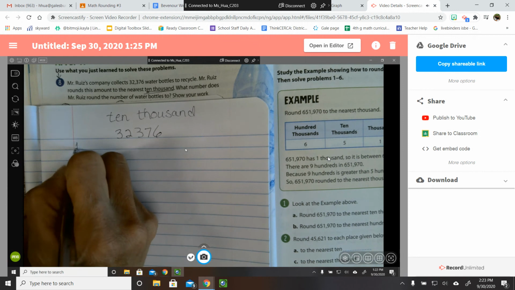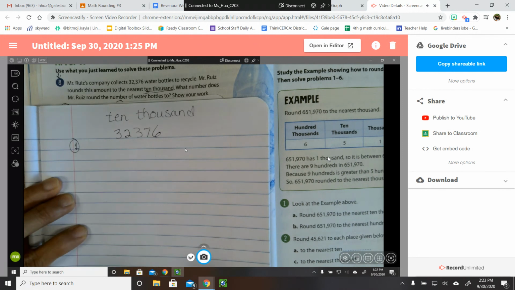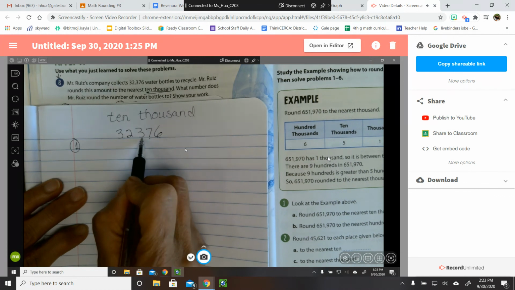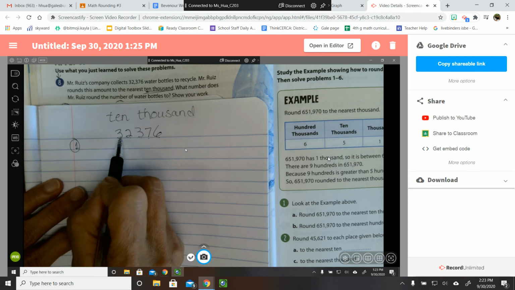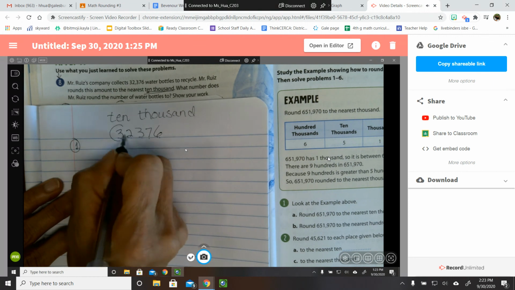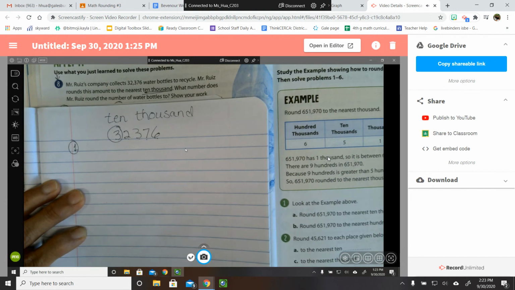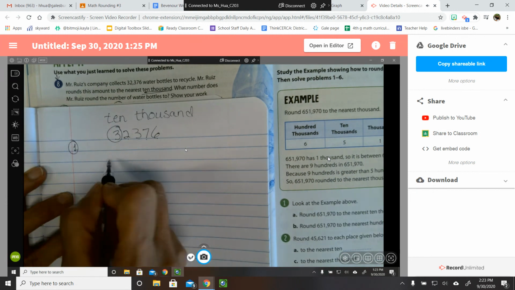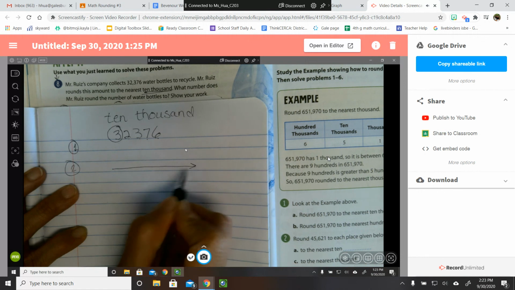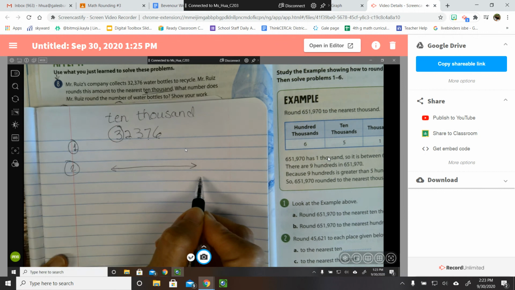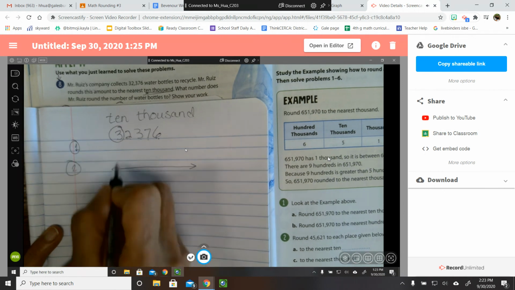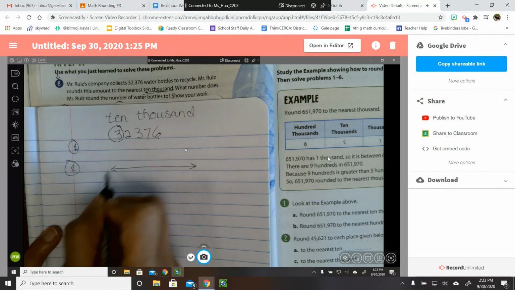All right, step one, I gotta make sure that I know my place value. 1, 10, 100, 1,000, 10,000. Once I identify the 10,000th place, I circle it because that is the number that I'm going to round up to or down to, okay? So step two, I am going to draw a line. This is my line going both ways. So it says 3.